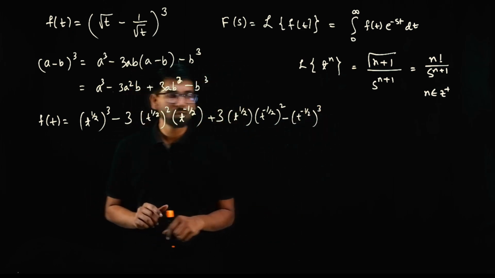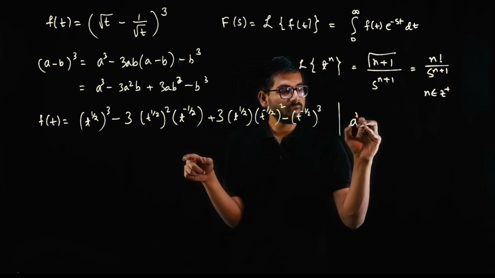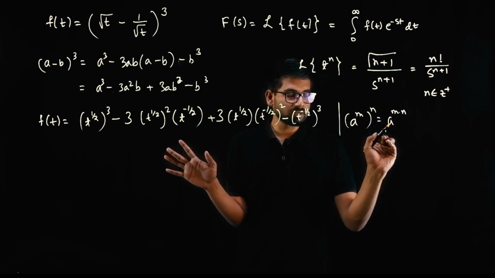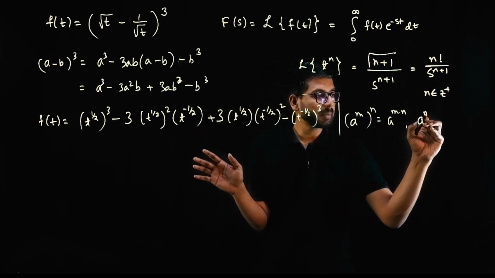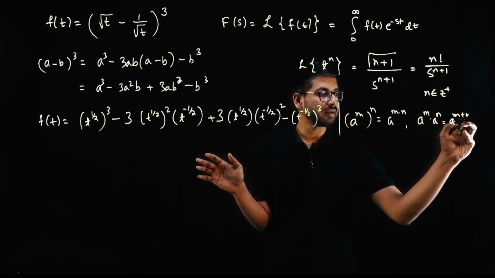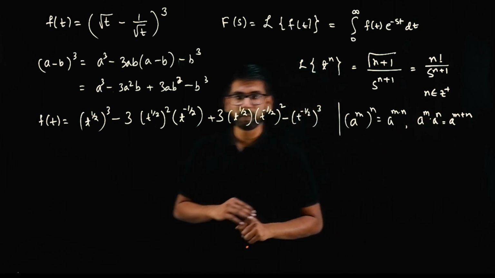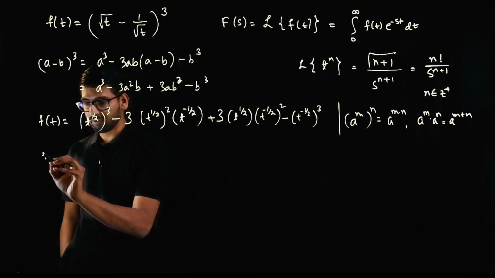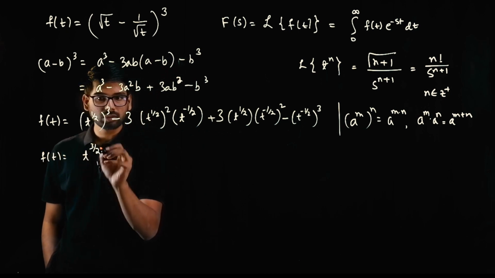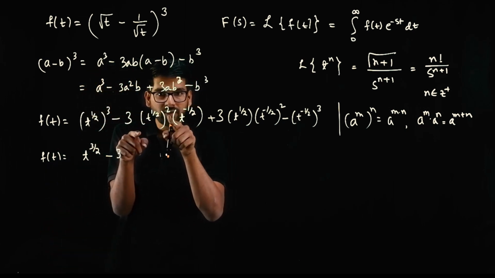Okay, so we have laws of exponents to evaluate these. That is, (a power m) whole power n can be written as a power m into n. That is the first law. Another one is, if you have a power m into a power n, the same base with different powers, then the powers get added. If you have a product of the same base with different powers, the powers get added. So using that, I will get f of t as t power 3 by 2, since 1 by 2 into 3 is 3 by 2, minus 3 times t power 1 by 2 into 2, which is 1.